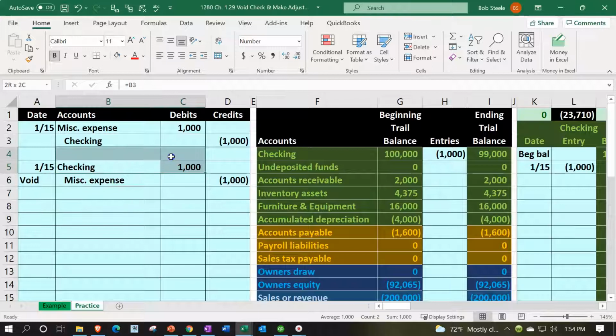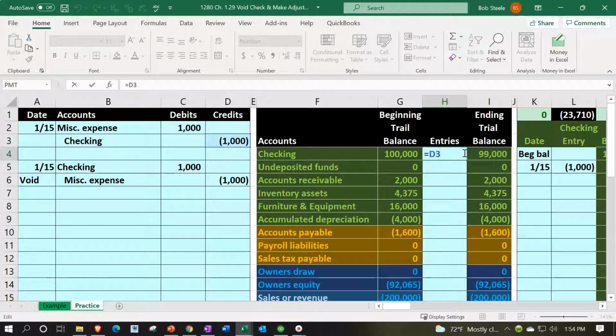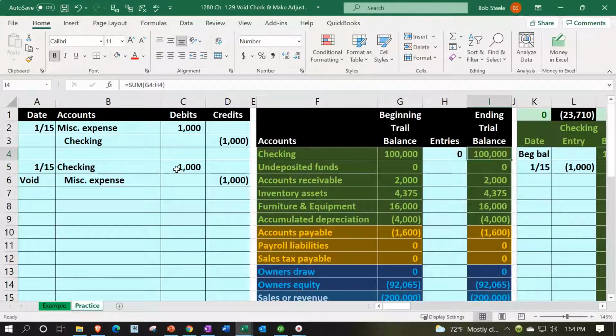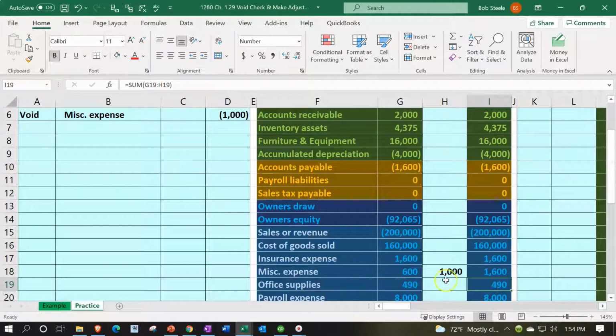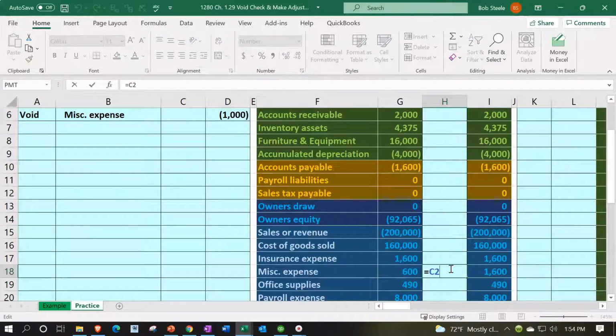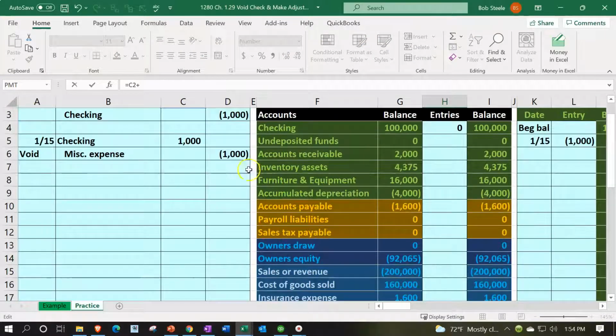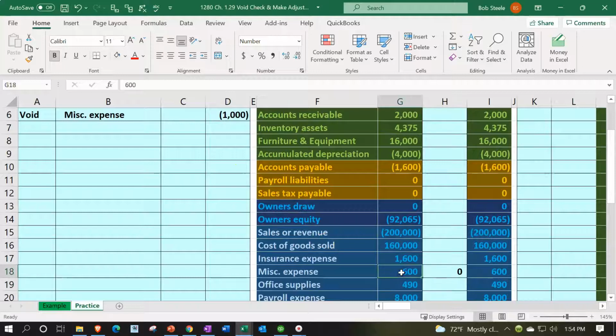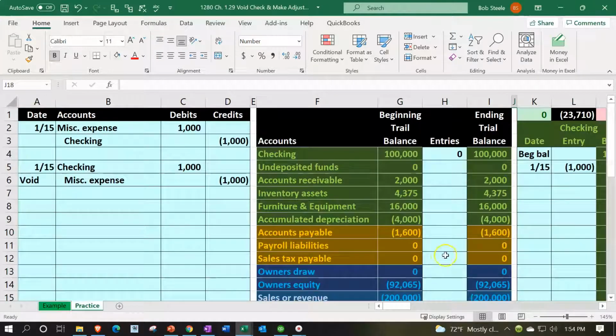So now I'm going to go to the checking account, which is going to go back down. Double click in the checking account, go into the end of it, plus that 1,000, it goes back up to 100,000. And then the other side is just going to match out against the miscellaneous expense. Double clicking it, going to the end of it, plus pointing to that 1,000, and that then goes back to what it was at the 600. Let's record that in the GL.